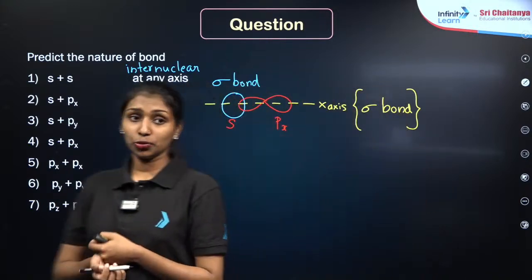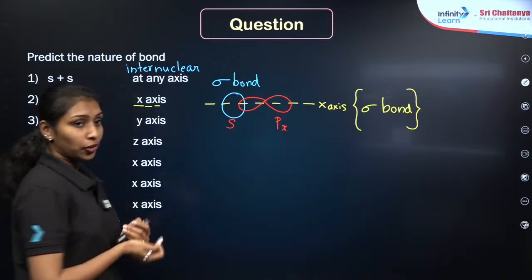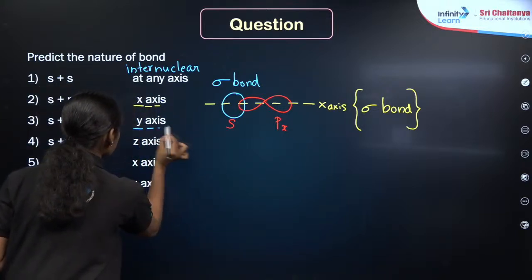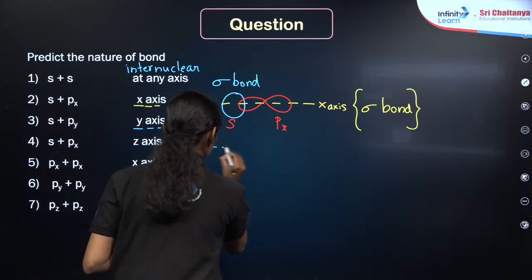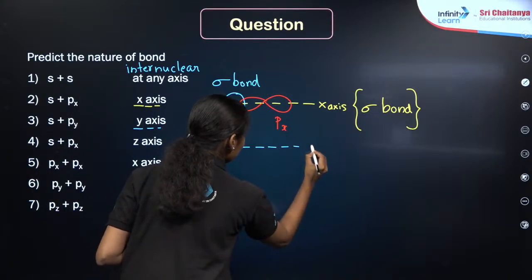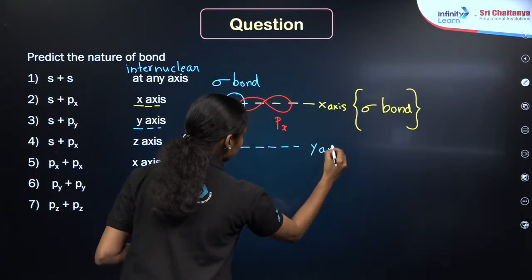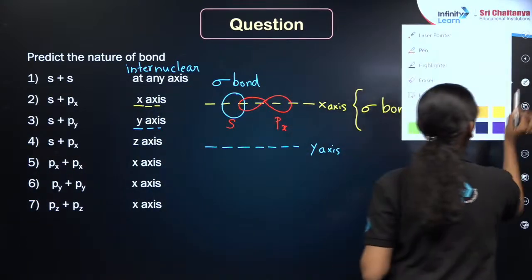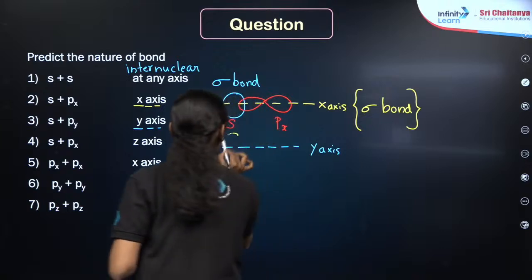Okay, what about the third one? Yes, head-on overlapping, right? Okay, what about the third one here? Here the internuclear axis is given that it is y-axis, right? This is our y-axis, that is the internuclear axis. So, if I am taking here y-axis, then first orbital it is s orbital, right? First orbital it is s orbital. So, I am taking here, this is our s orbital.